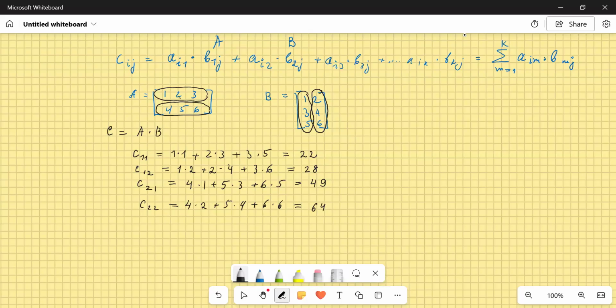Okay, so now this is how matrix C is going to look, considering all these numbers. That's going to be matrix C. C11 is 22, C12, first row, second column, is 28, and then 49, and then 64. And that's going to be my matrix C.